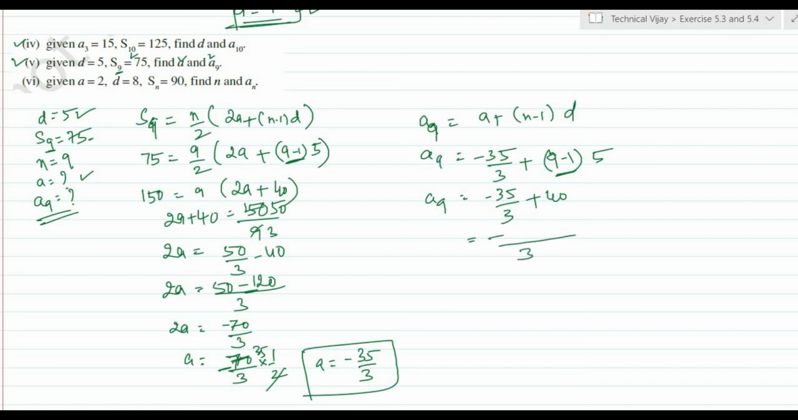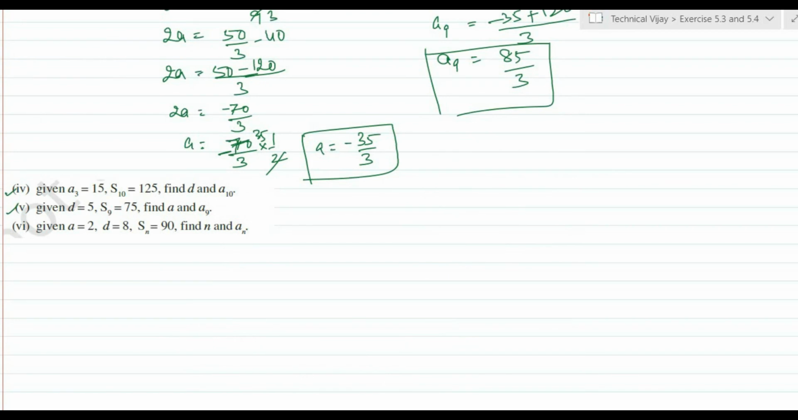So this is minus 35 plus 3 into 40, 120. So a9 is equal to minus 35 plus 120, a9 is equal to 85, that is plus 85 divided by 3. Okay, so this is the value.